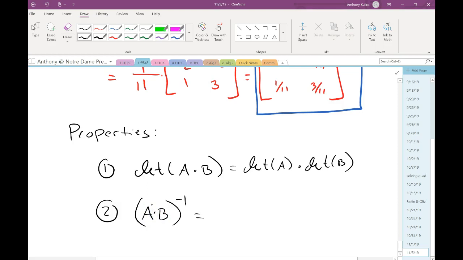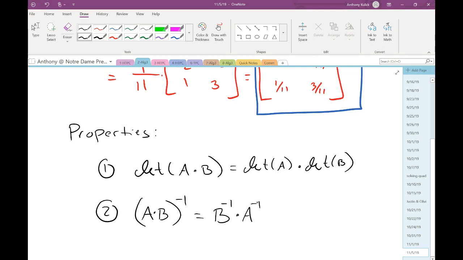The multiplicative inverse of A times B, this is probably the most surprising of all. Guess what this is equal to? That's equal to B inverse times A inverse. Is that the same thing as A inverse times B inverse? No!